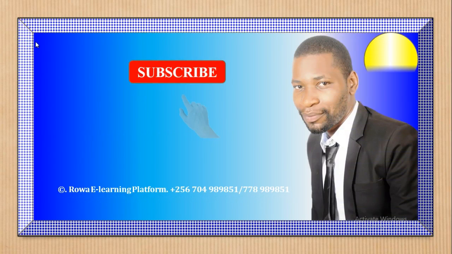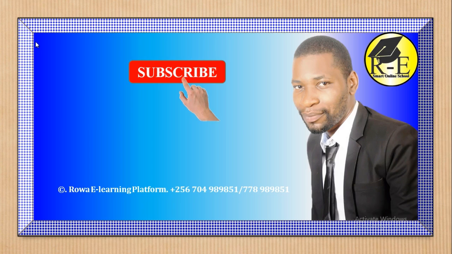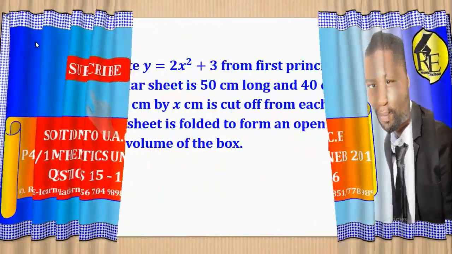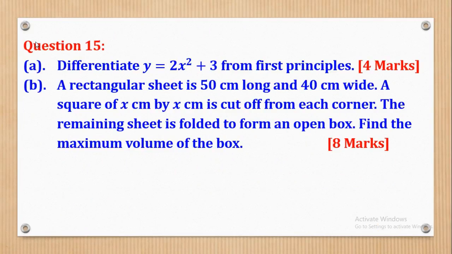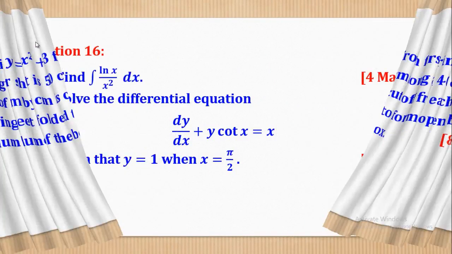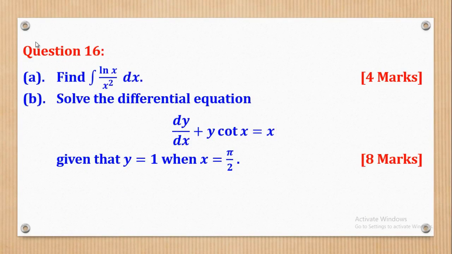We're going to talk about the solutions to A-Level Math Paper 1 for UNEB 2019, and particularly we're going to concentrate on questions 15 and 16. So these are the very questions I left in the previous video, and now we are going to look at their solutions. I believe by now you already tried them out and you are eagerly waiting to mark yourself. So let us get started.